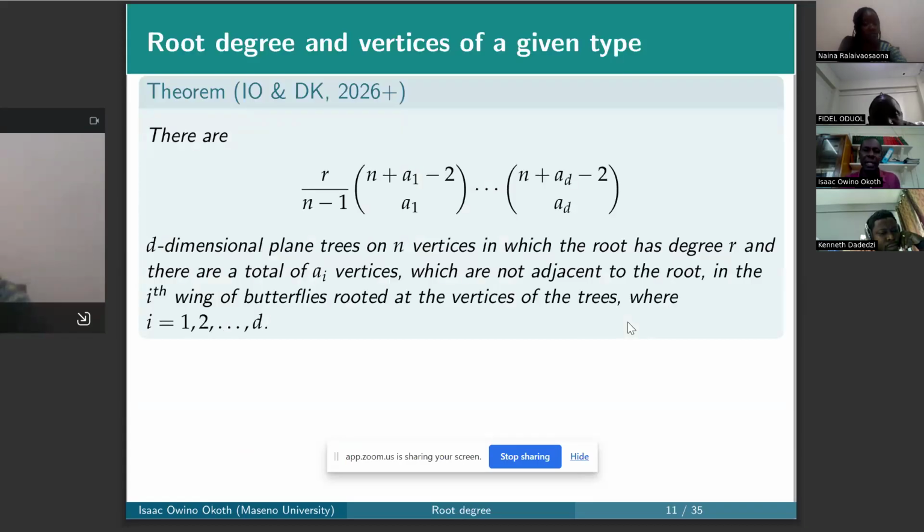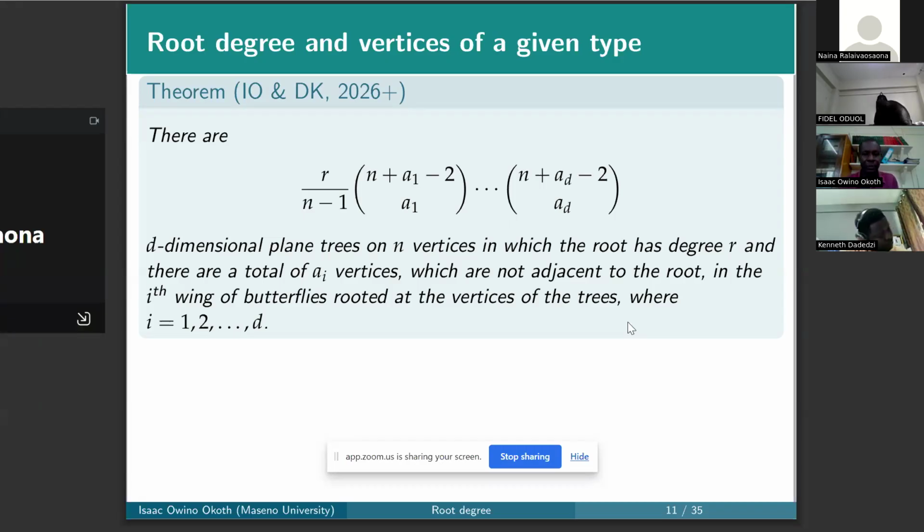So that's the root degree and vertices of a given type. The formula stated here gives the number of d-dimensional plane trees on n vertices if the root has degree r, and there are a total of a_i vertices, not adjacent to the root, which belong to the ith wing of the butterfly rooted at the vertices of the trees. As usual, here i ranges from 1 to d.